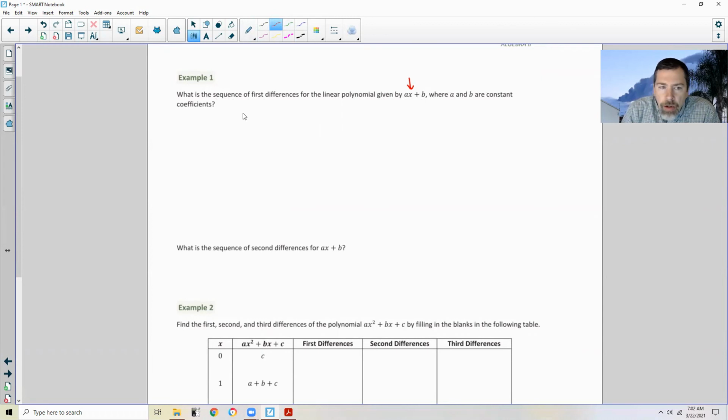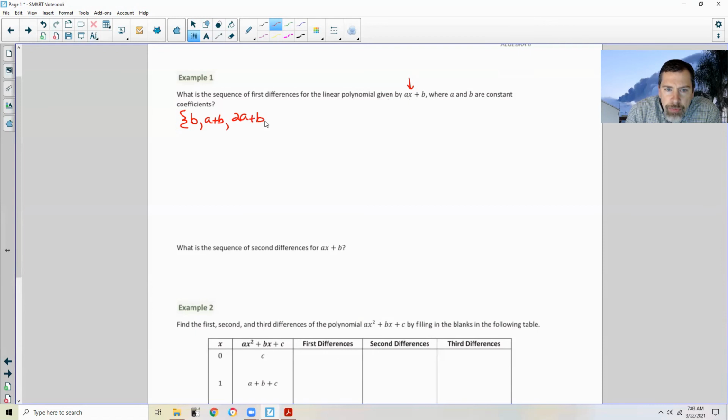All right. So if I do that, let me just start a set. If I plug in 0 here, a times 0 is 0. 0 plus b is just simply b. So my first term will be b. Then if I plug in a 1, I get a times 1, which is a. A plus b is simply a plus b. And then if I put a 2 in, it'd be 2 times a, or 2a plus b.